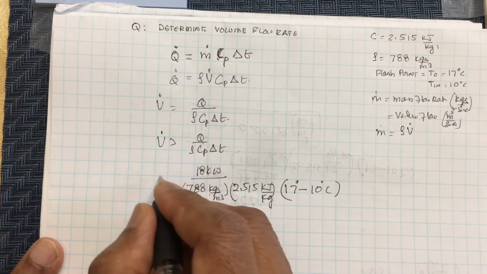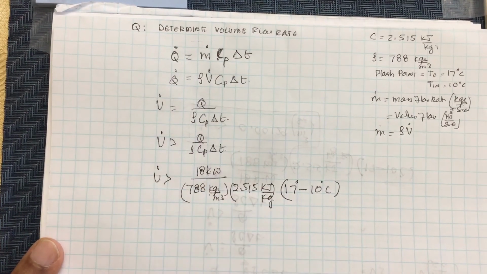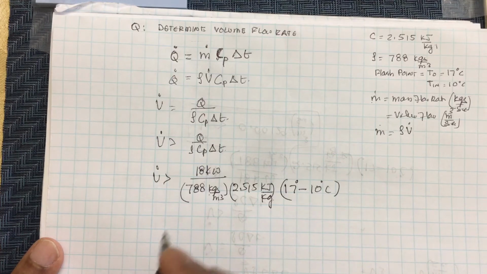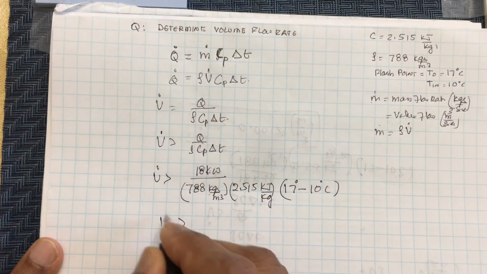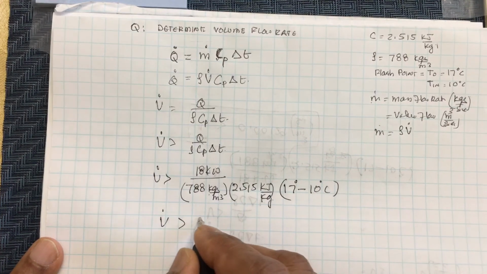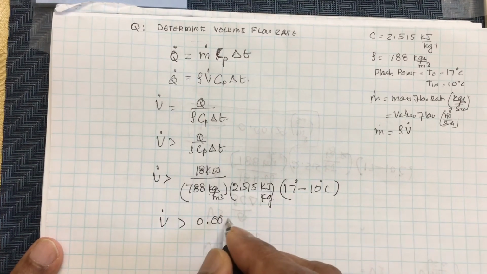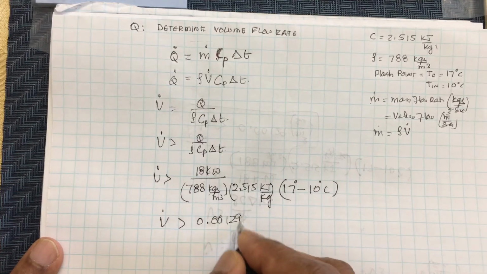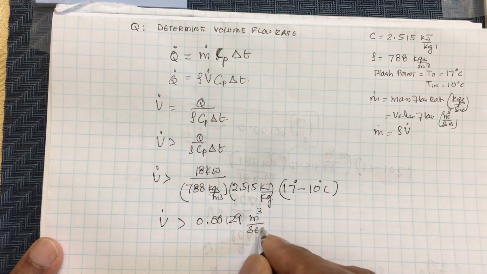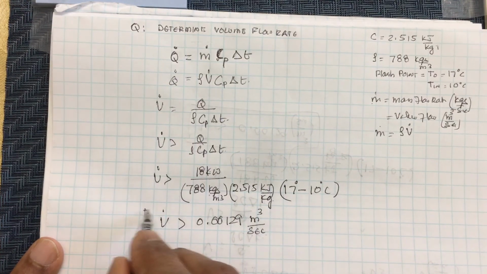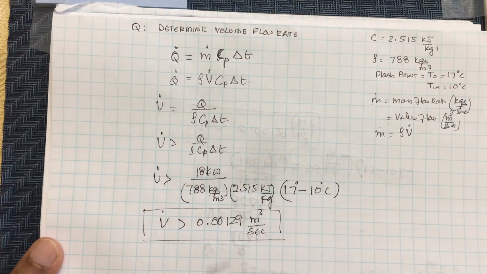So this is the equation to find the volume flow rate. If you simplify this, it comes out that the volume flow rate is greater than 0.01229 meter cube per second. So that is the question asked, and here is the answer.